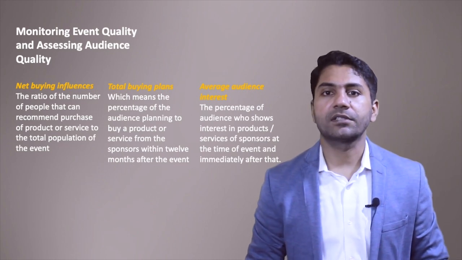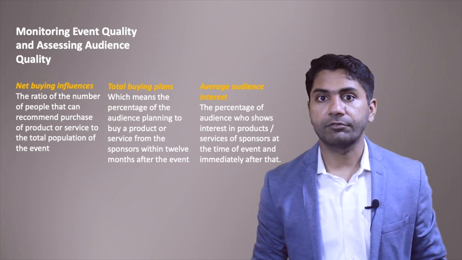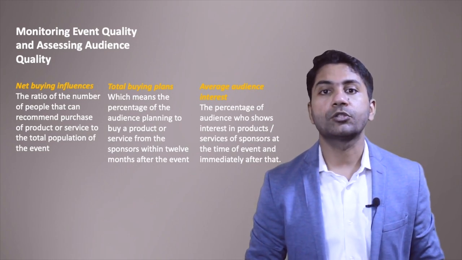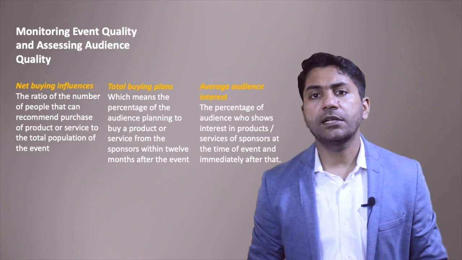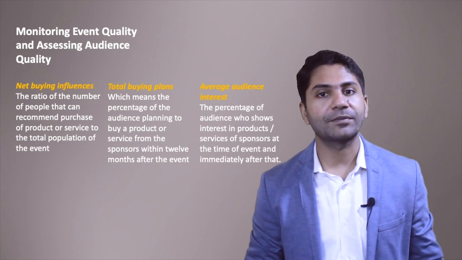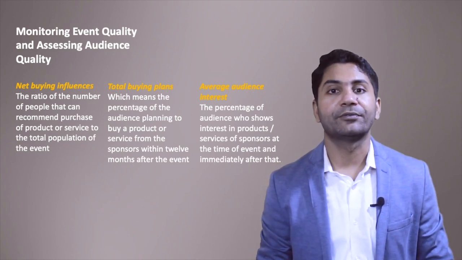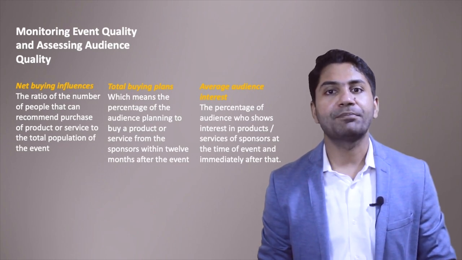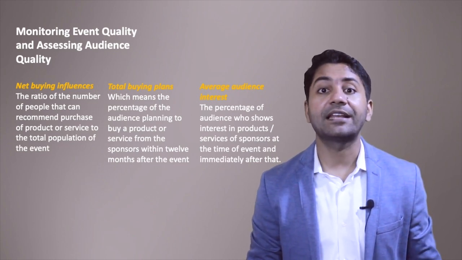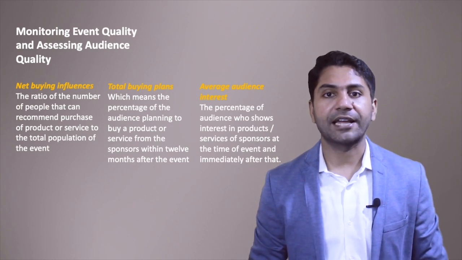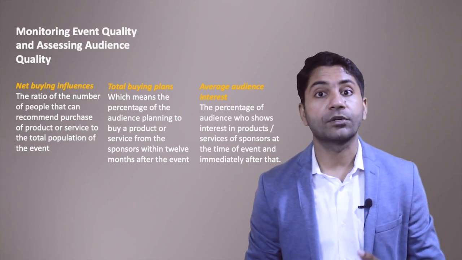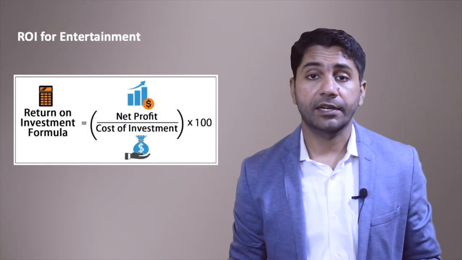Audience quality depends on statistics related to net buying influence, which means the ratio of the number of people that can recommend purchase of a product or service to the total population of the event. Total buying plans means the percentage of the audience planning to buy a product or service from the sponsors within 12 months after the event. And average audience interest is the percentage of audience who show interest in the product or service of a sponsor at the time of the event and immediately after that. This can be measured by calculating the number of people going to the sponsors' stalls to buy their products during the event. Another one is return on investment for entertainment, ROI.